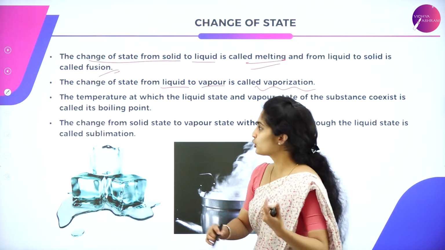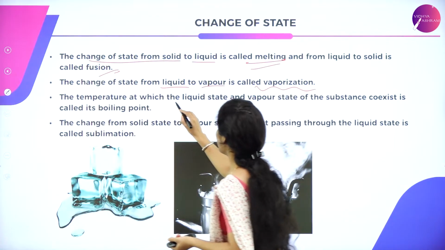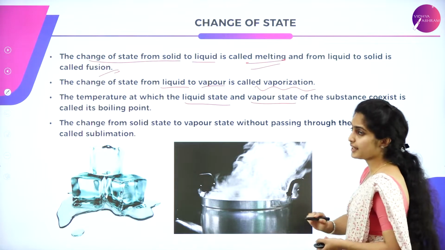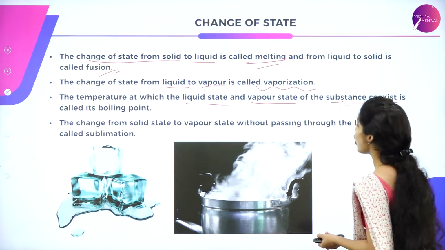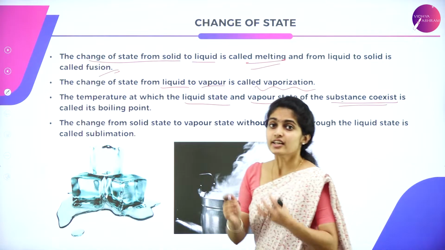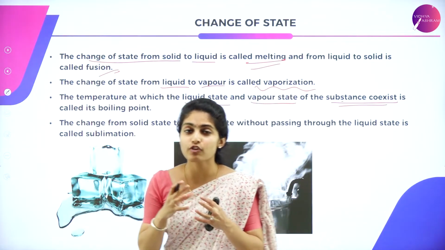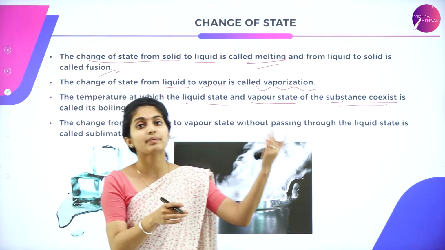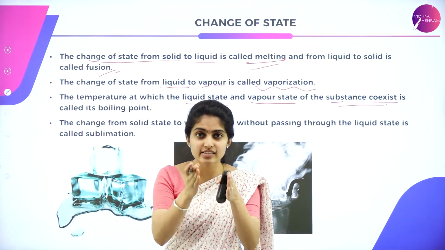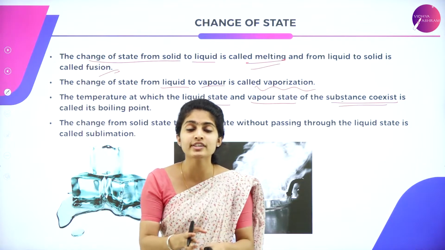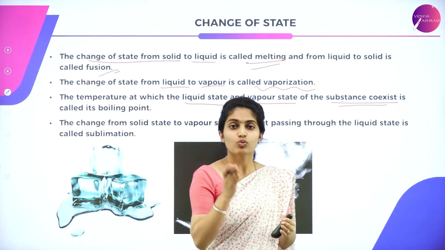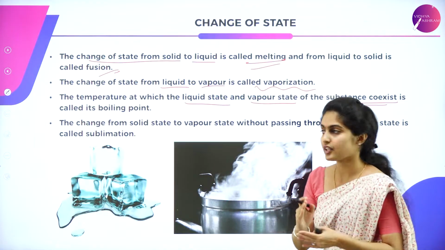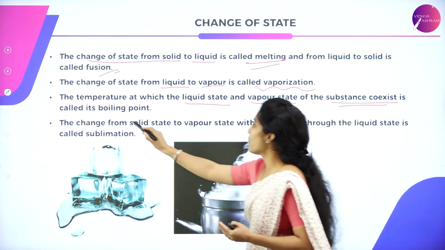And the third point: the temperature at which the liquid state and the vapor state of a substance coexist. So what is the boiling point of water? It is 100 degrees Celsius, after which it starts vaporizing. That coexisting point is known as the boiling point. So what is the boiling point of water? That is 100 degrees Celsius. So it is called the boiling point.